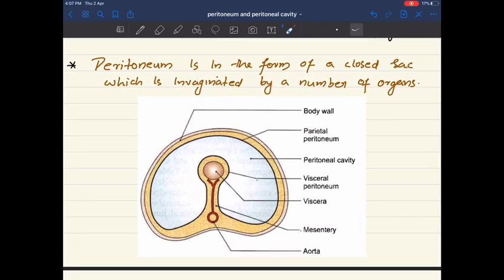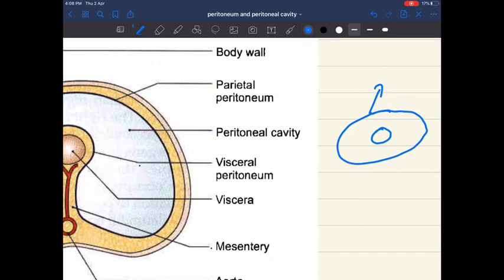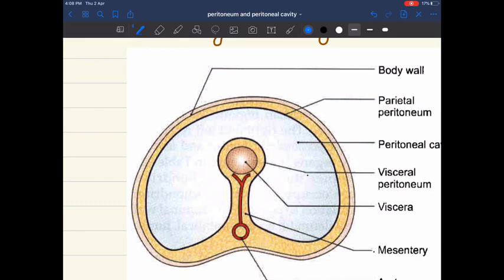Suppose I'll tell you one. It's a closed sac. This is peritoneum, this is also peritoneum. Okay, so this is outer, which will be parietal peritoneum. Okay, this is inner, which will be visceral peritoneum. Okay, in this example, can you show parietal peritoneum and visceral peritoneum? This one is parietal peritoneum and this one is visceral peritoneum.